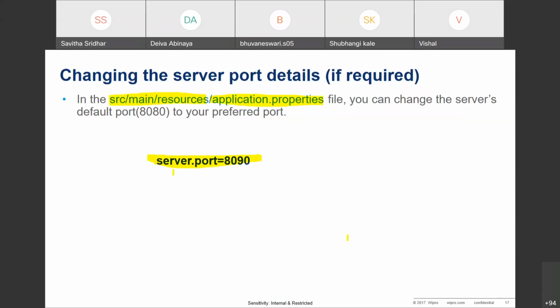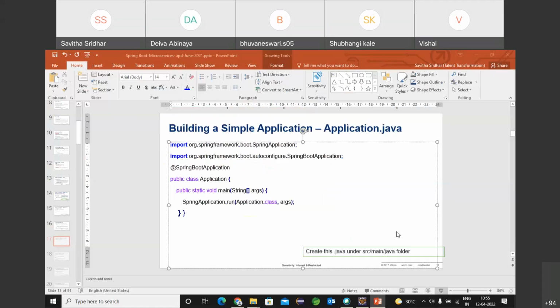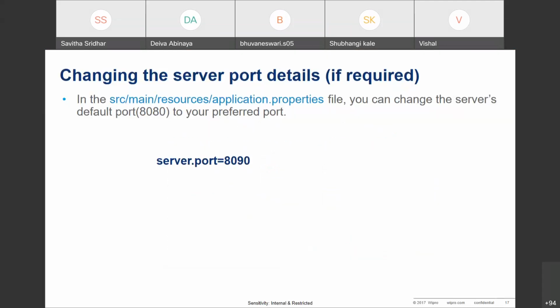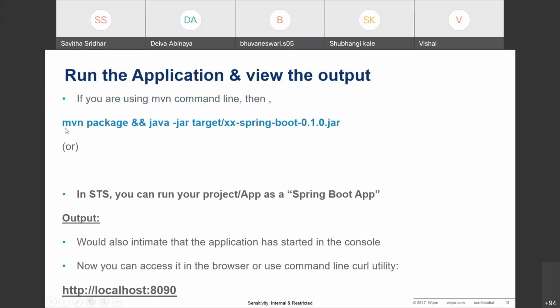Right. So we'll do this right now. And then finally, once your app is ready, you can run it. So how do you run it once this is ready? If you want to use the Maven command line, you can use the Maven package command and package your app so that you get a runnable jar file. Once the jar file is ready under your target folder, you can use the Java command line with the -jar option and execute it.